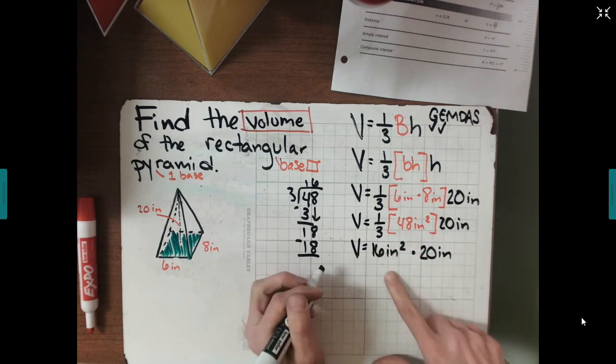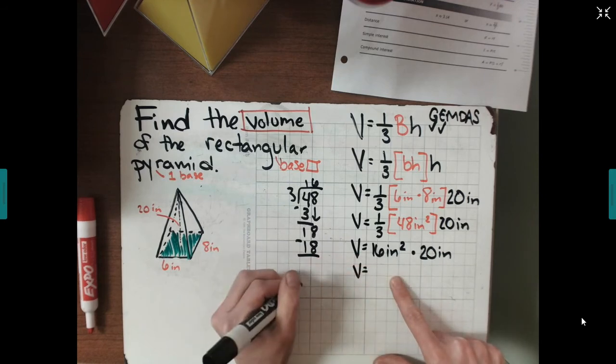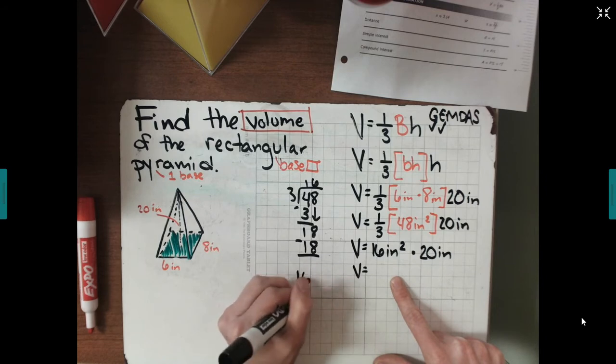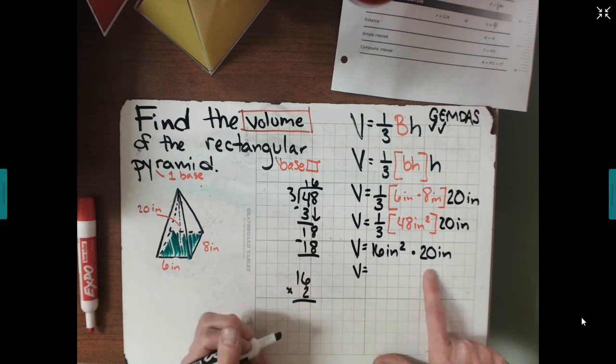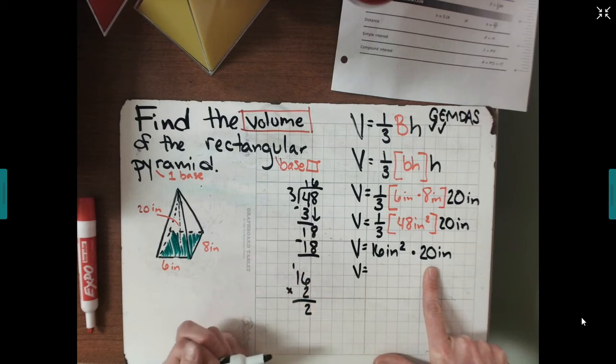I'm going to simplify this. We have 16 times 2, and I'm going to tack on a 0 afterwards. 6 times 2 is 12. Drop the 2, carry the 1. 1 times 2 is 2, plus 1 is 3.